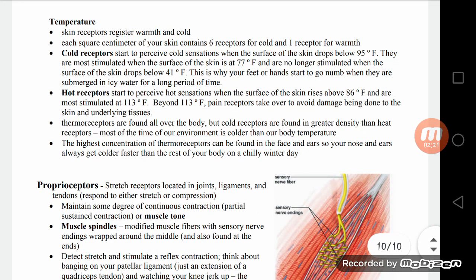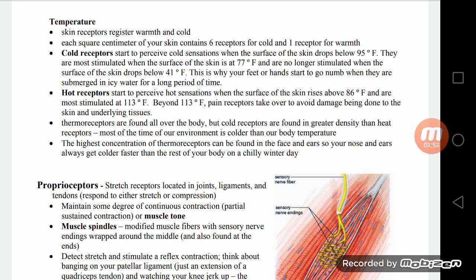Temperature. Skin receptors register warm and cold. Each square centimeter of your skin contains 6 receptors for cold and 1 receptor for warm. Cold receptors start to perceive cold sensation when the surface of the skin drops below 95 degrees Fahrenheit. They are most stimulated when the surface of the skin is at 77 degrees Fahrenheit and are no longer stimulated when the surface of the skin drops below 41 degrees Fahrenheit.